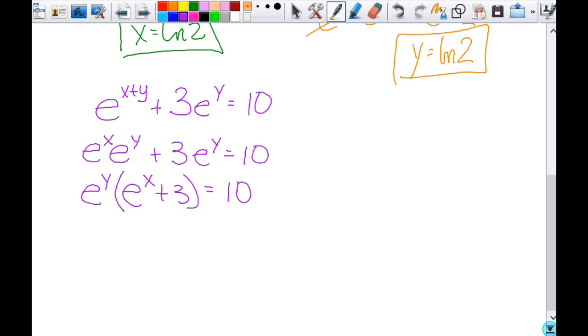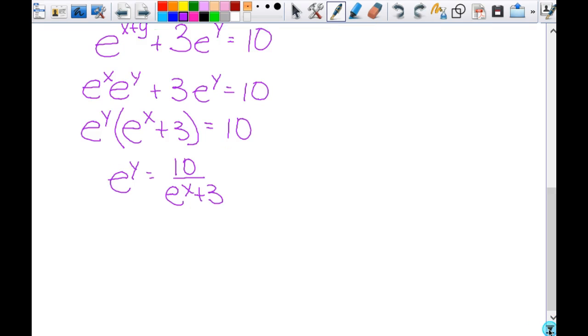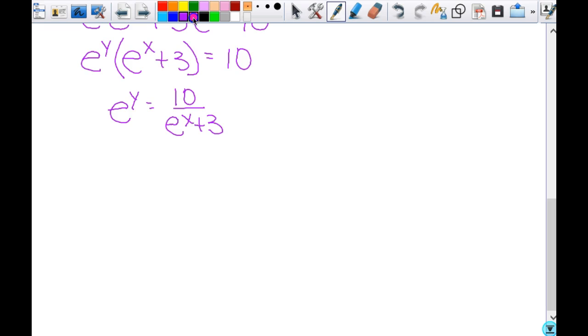Because now I just have y in one term, and that's very helpful. Okay, I still need to get this term by itself before I try and get y by itself, so what do I do next? Divide. Opposite of multiplication is division. You agree with that? So I get e to the y equals 10 divided by e to the x plus 3. Now, still got to get y by itself. So I can take the natural log of both sides. Natural log of e to the y is y, and that's equal to the natural log of 10 divided by e to the x plus 3.